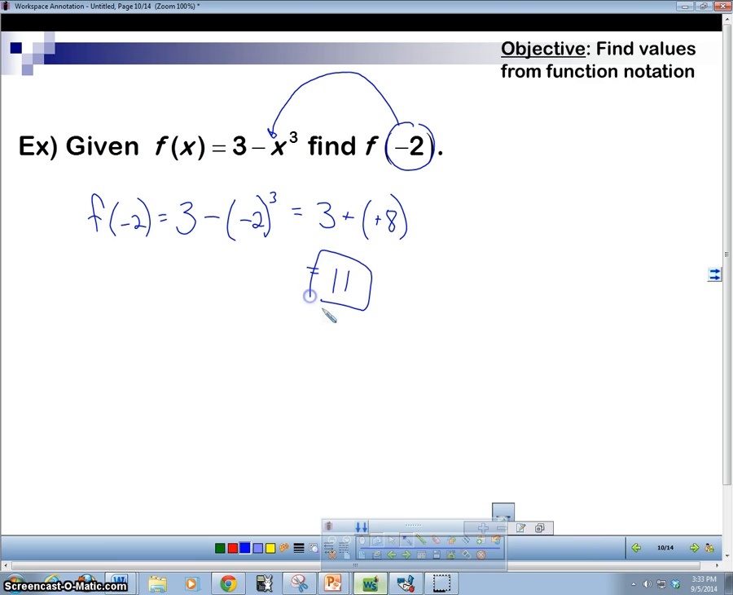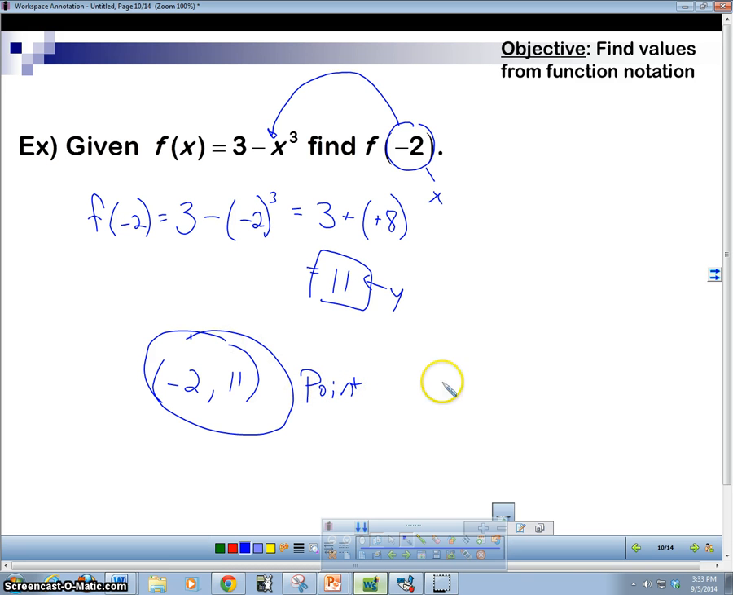So what I'm saying is, if I was going to graph this, I would be looking at the point x equals negative 2 and y equals 11. So this would be my point on my x and y axis. Sometimes you'll see something like this on a graph: a comma f of a, and that just means this is x and this is y. This is the x value and this is y when you plug the x into your function. Okay, so let's take a look at some more here.